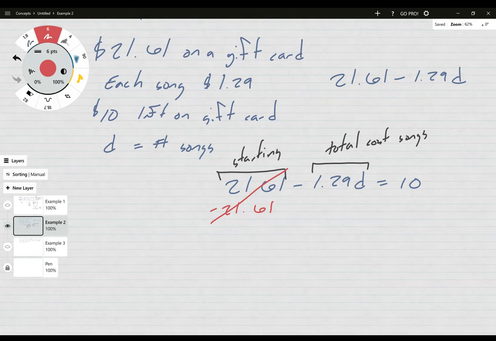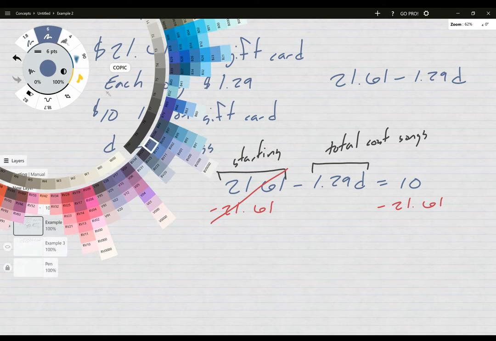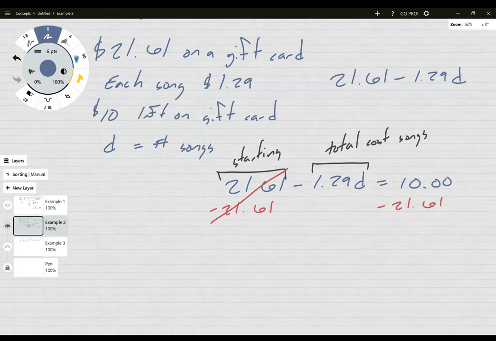So now I have $10 subtract $21.61. I'm going to add my zeros next to my 10 to make sure I have the same place values. This equals 0. And positive 10 subtract $21.61 equals negative 11.61. It's negative because negative 21 has a larger magnitude. It's farther from 0. And then since it's a negative sign, it's going to be negative.